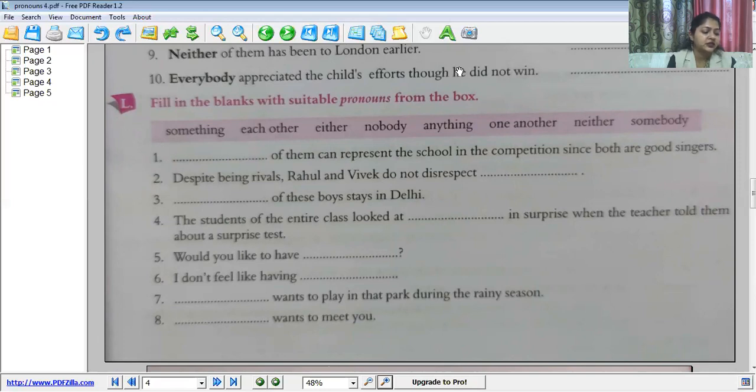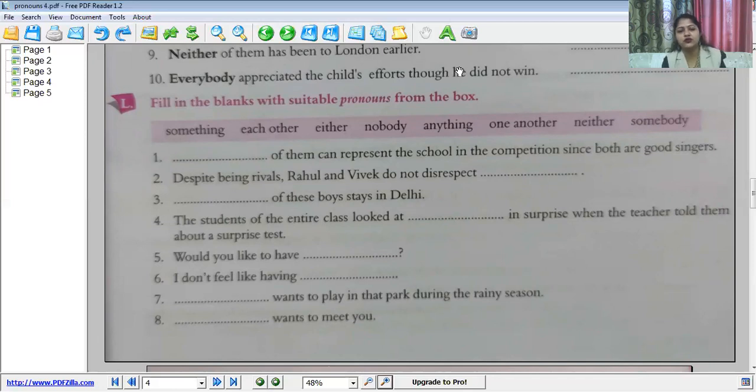Fourth sentence, the students of the entire class looked at one another in surprise when the teacher told them about a surprise test. Would you like to have something? I don't feel like having anything. The next sentence, seventh one, nobody wants to play in the park during the rainy season. And the last one, somebody wants to meet you.